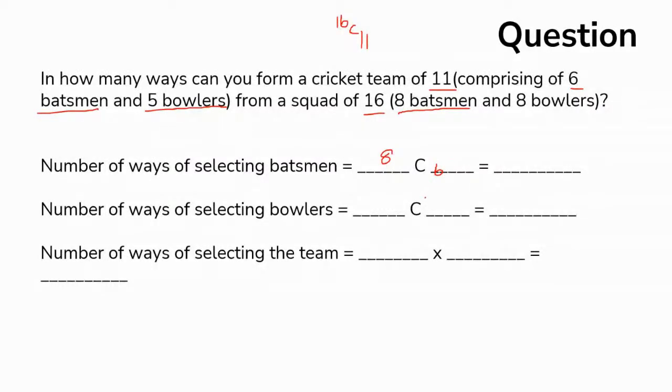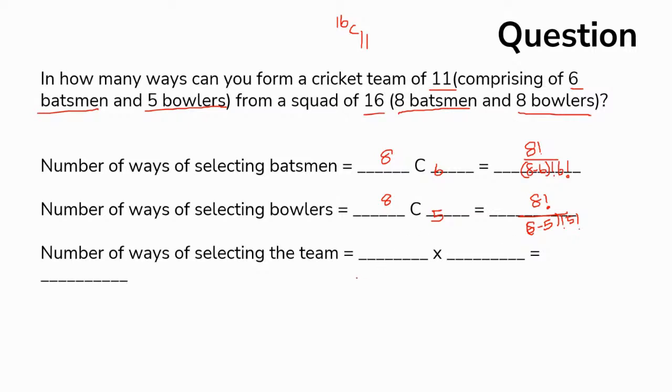And in the other case, how many ways of selecting bowlers? Totally 8 bowlers are there, and I need 5 bowlers. So 8C5 is going to be your answer, which is 8 factorial divided by (8 minus 6) factorial into 6 factorial. And in the other case, 8 factorial divided by (8 minus 5) factorial into 5 factorial.